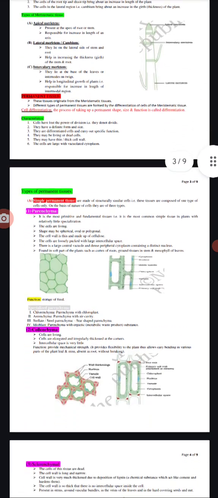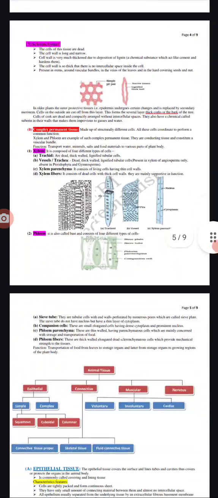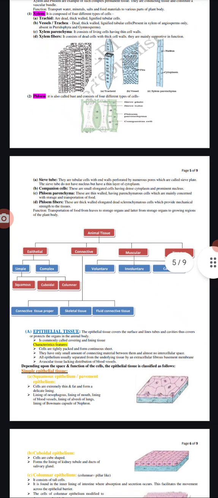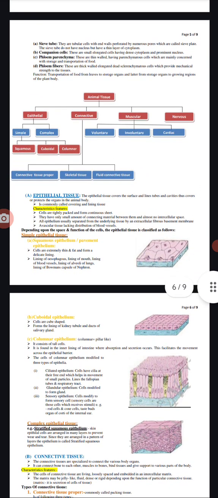Okay, now in this class we are going to discuss animal tissue. So let's focus on the animal tissue. Animal tissue is divided into four categories. The first one is epithelial, second one connective, third one muscular, and fourth one nervous tissue. So in this class we are going to discuss only epithelial tissue.